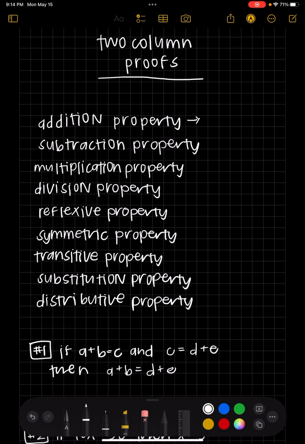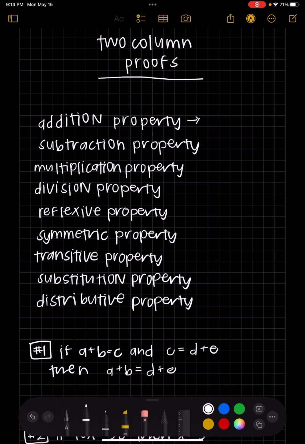Then we come into a couple of different properties, and the first one we're going to talk about is the reflexive property, which says that A is equal to A, or you could say B is equal to B or C is equal to C. It just says that the same thing is equal to the same thing. Most of the time we don't necessarily think about the reflexive property because we already assume that it's true, but there is a name for it. It's called the reflexive property.